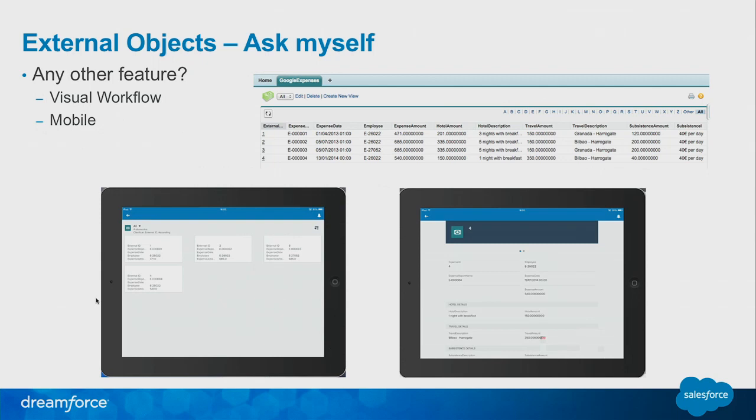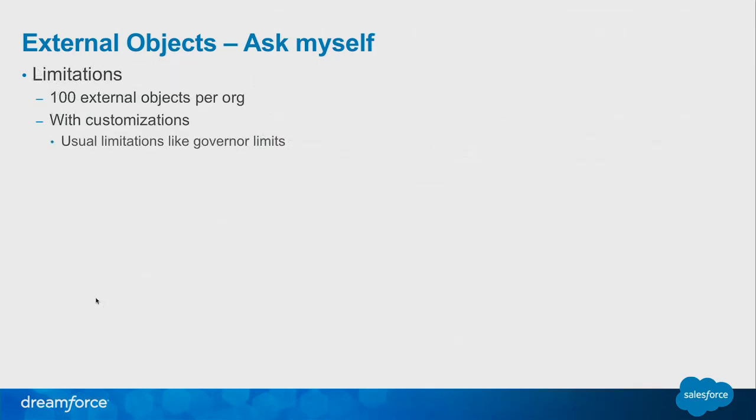In my org, I have Apex Connector and Lightning Connect, so there are some issues between them because one of them is still in pilot. But I have another org where I only have Lightning Connect, and I'm able to see my list view and get the information on my mobile device. Limitations: we are only able to have 100 external objects per org, and after that, with customization, the normal limitations that we have, for example, governor limits.